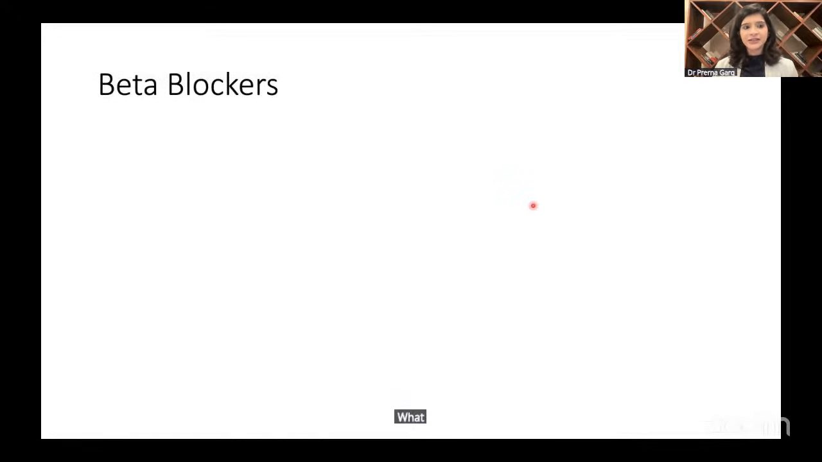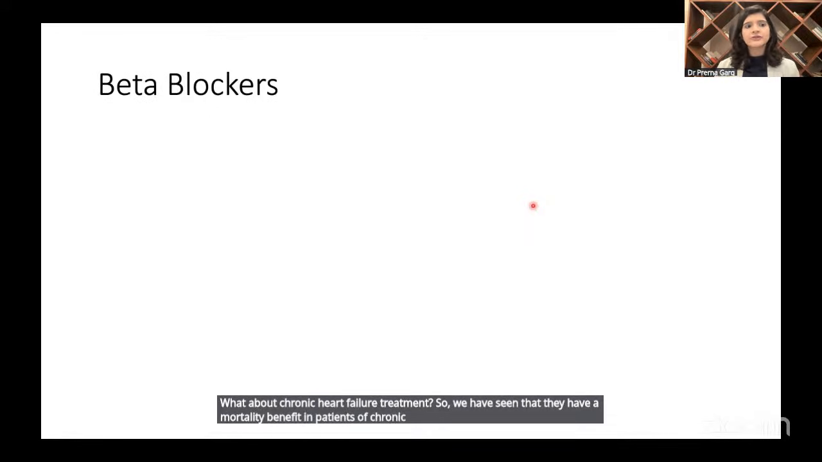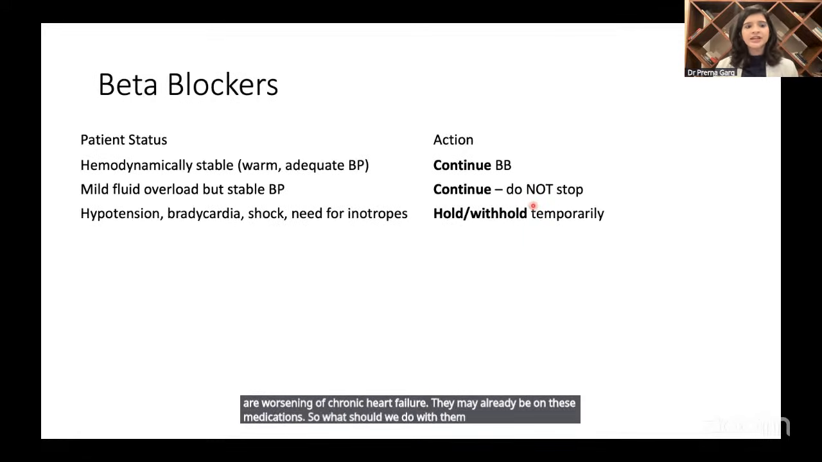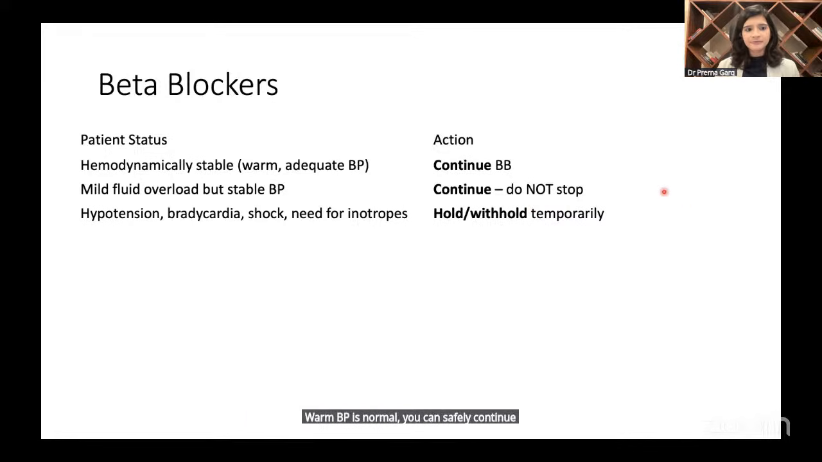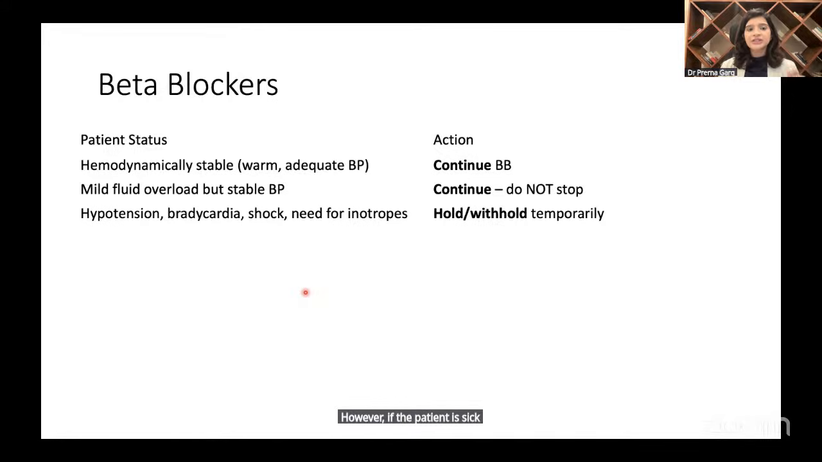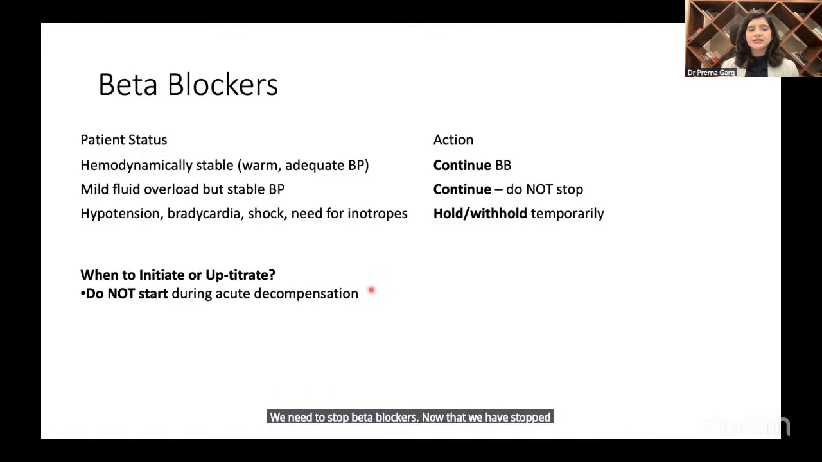What about chronic heart failure treatment? We have seen that these drugs have a mortality benefit in patients with chronic heart failure. And often the patients who come to us have worsening of chronic heart failure, and they may already be on these medications. So what should we do with them? If the patient is stable, warm, BP is normal, you can safely continue the beta blocker. If the patient has mild fluid overload, there is some edema but no crepitations, stable BP, you can still continue the beta blocker. However, if the patient is sick, there is hypotension, bradycardia, shock, any need for inotropes, we need to stop beta blockers.